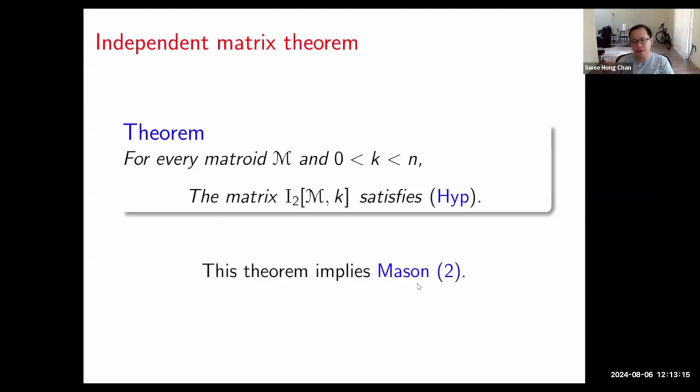Let me say that maybe one of the most important propositions, or theorems, before we prove log-concavity, is that we will always be saying that our independent matrix satisfies the hyperbolic property. We will prove this very soon, maybe in 5 minutes. But let me just mention how this theorem implies Mason 2.